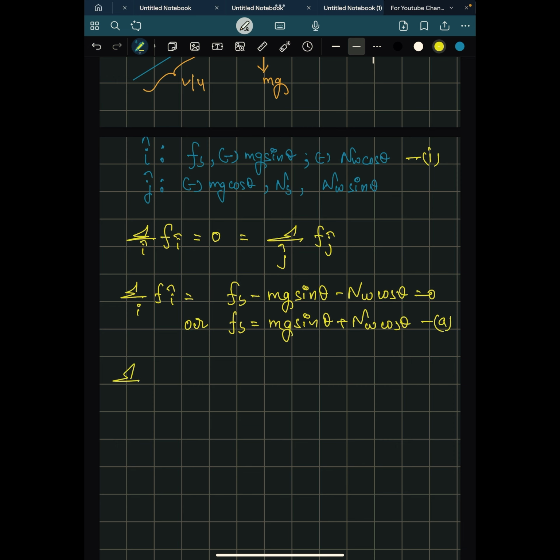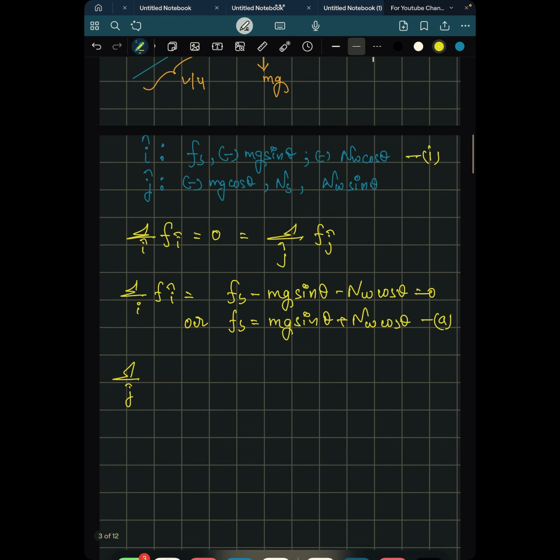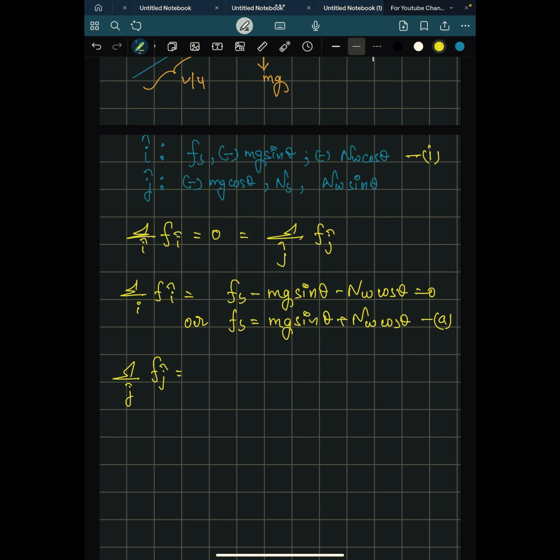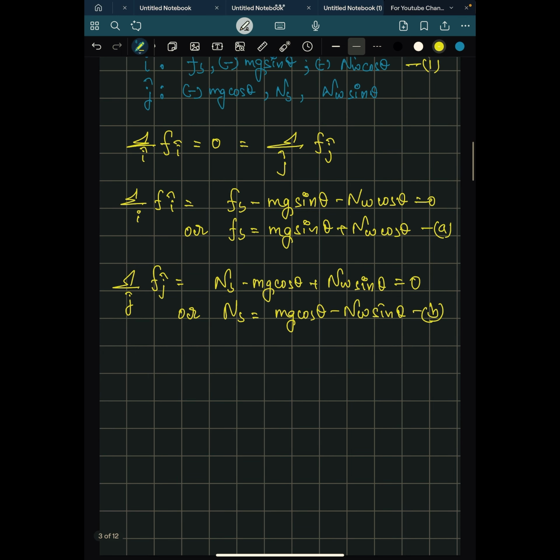And so likewise, what we do is we identify all the forces along the j component, along the j hat, and then we sum it up and equate it to 0, right? So this could be given as Ns minus mg cos theta plus Nw sin theta is equal to 0, or Ns is equal to mg cos theta minus Nw sin theta, right? So here are two equations.